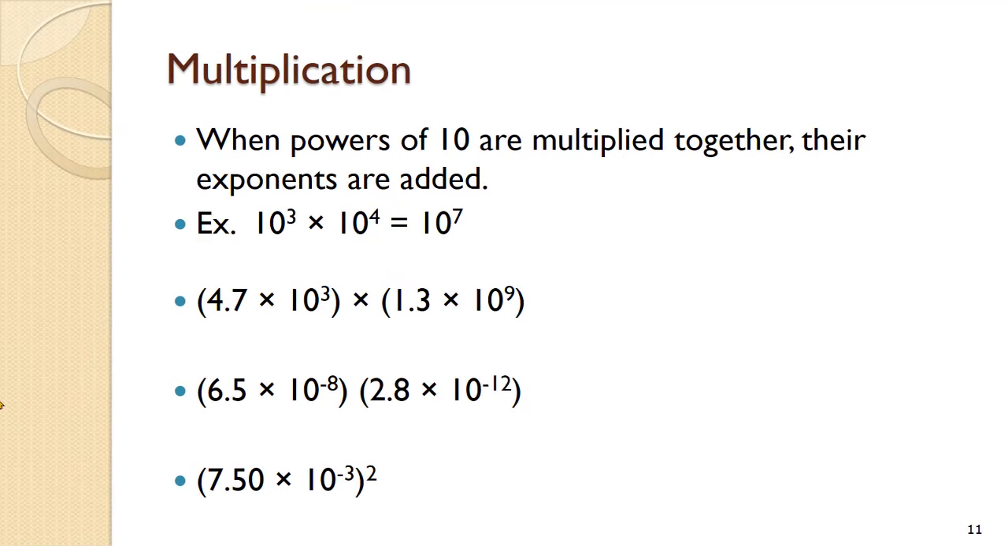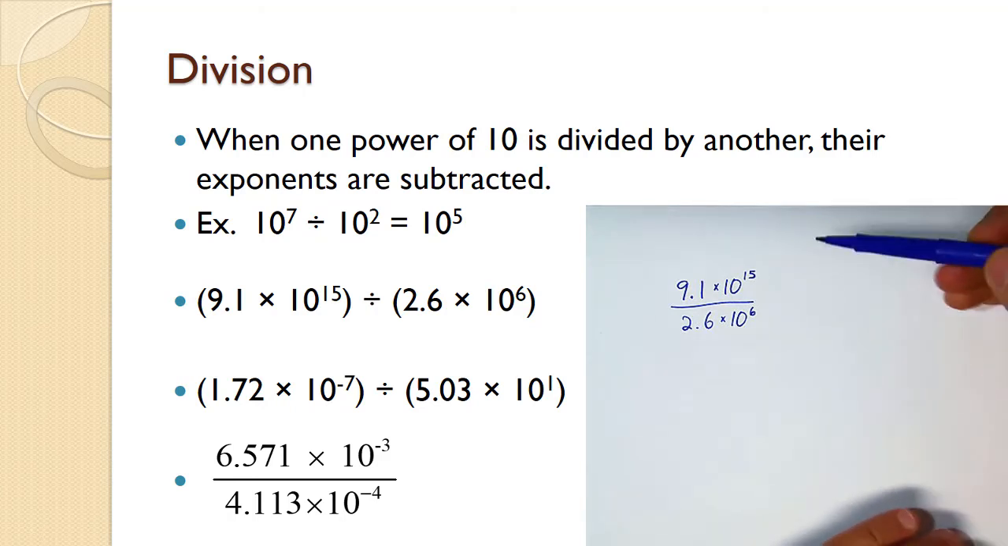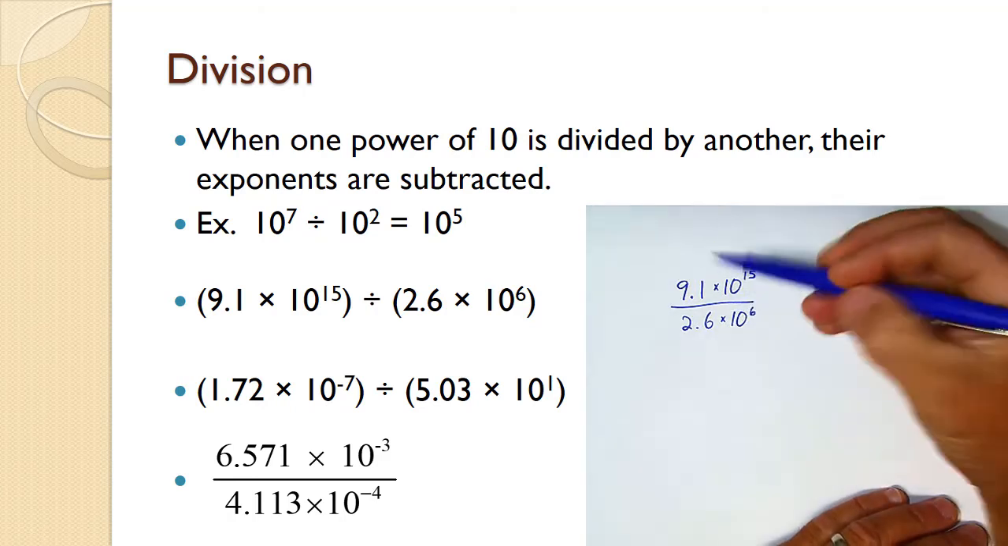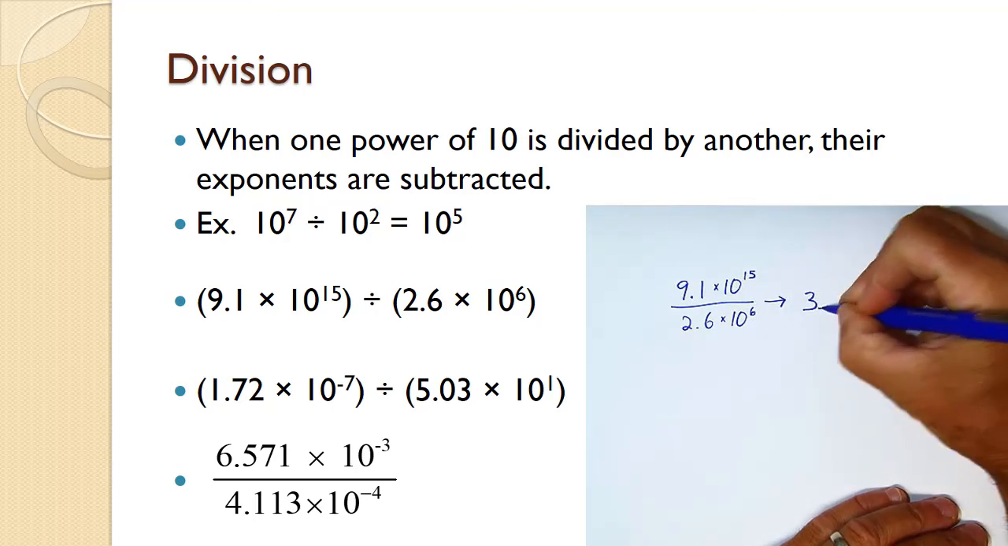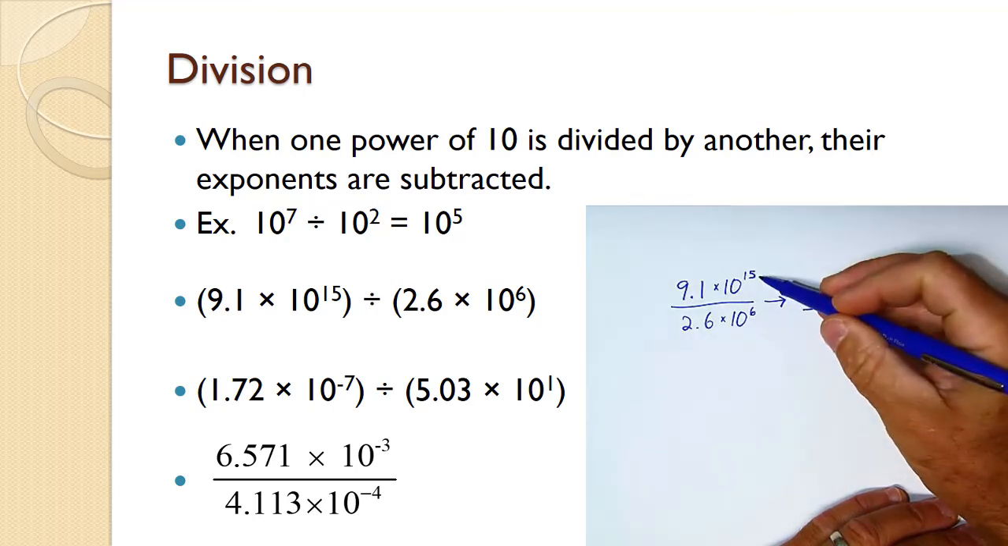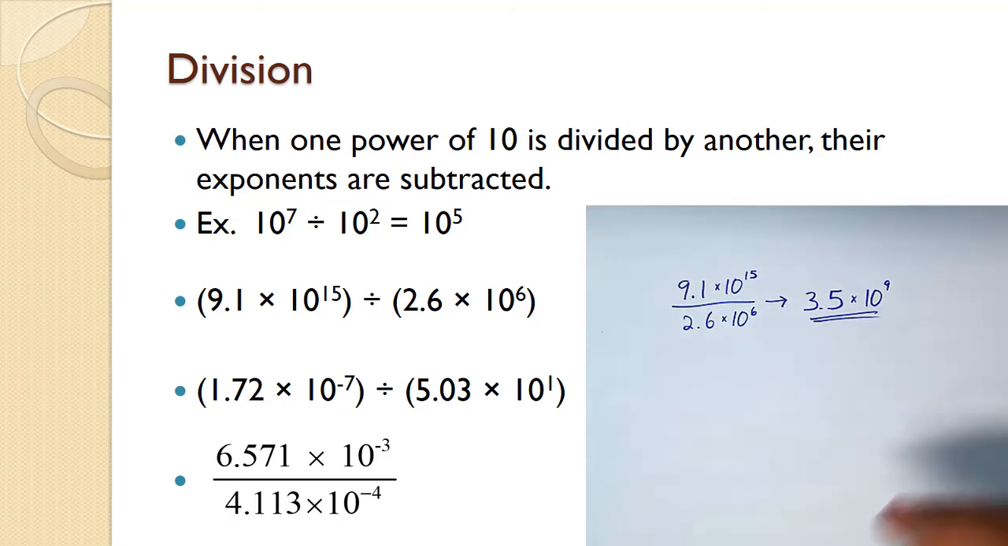And that leaves us with just one more task here. We know that when we multiply powers of 10, we add those exponents, and then it makes sense that when we divide powers of 10, we subtract those exponents. We saw that in our previous lesson as well. 10 to the 7th divided by 10 squared is 10 to the 5th. I like to write division as a fraction. If we take 9.1 and divide it by 2.6, that gives us a new coefficient of 3.5. And 10 to the 15th divided by 10 to the 6th, we subtract those exponents and we get 10 to the 9th. Our numbers in scientific notation, that's all there is to that.